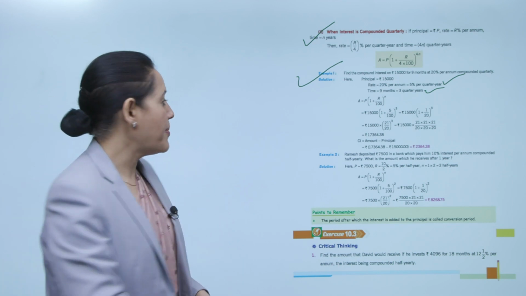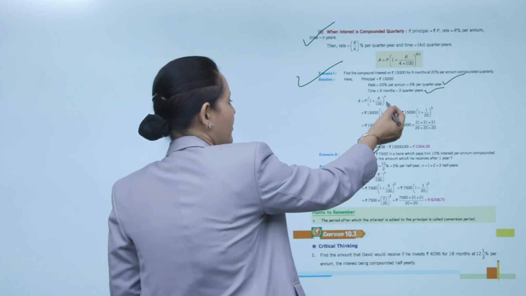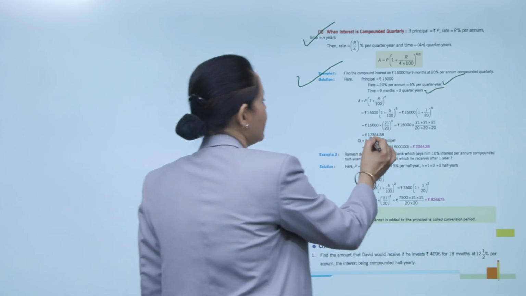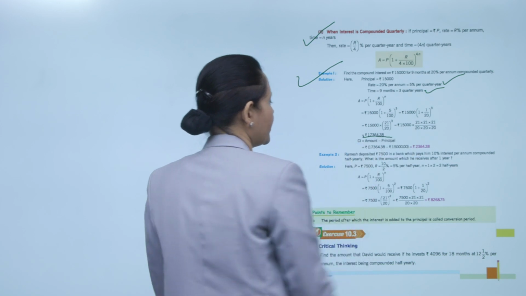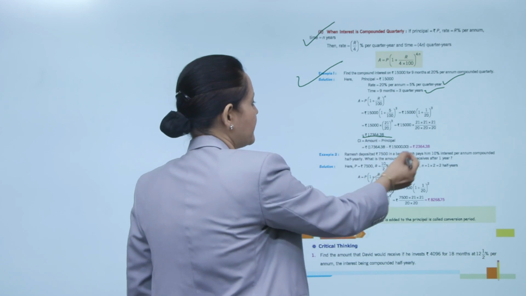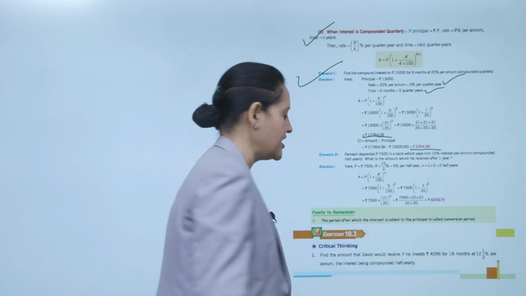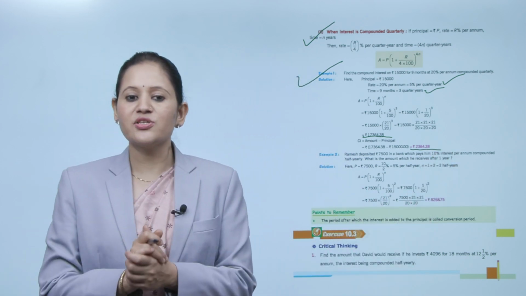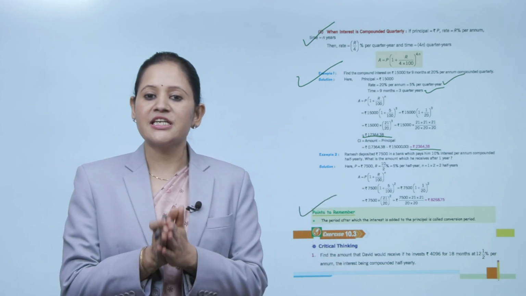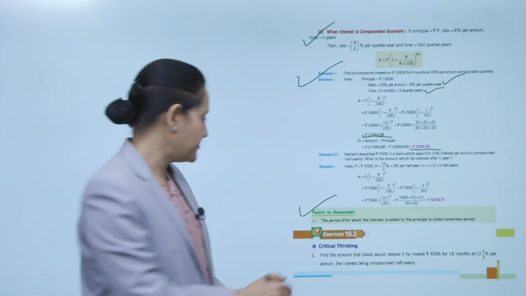So now amount equals P (1 + r/100) to the power n. Put the value 15,000 (1 + 5/100) to the power 3. We will solve, so we will get 17,364.38. That is our amount. Compound interest is amount minus principal, that is rupees 2,364.38. Clear? Next is points to remember. The period after which interest is added to the principal is called the conversion period. Next is exercise 10.3.